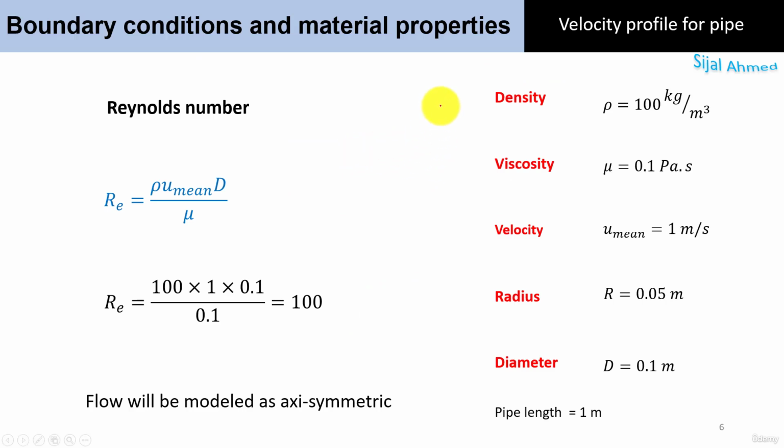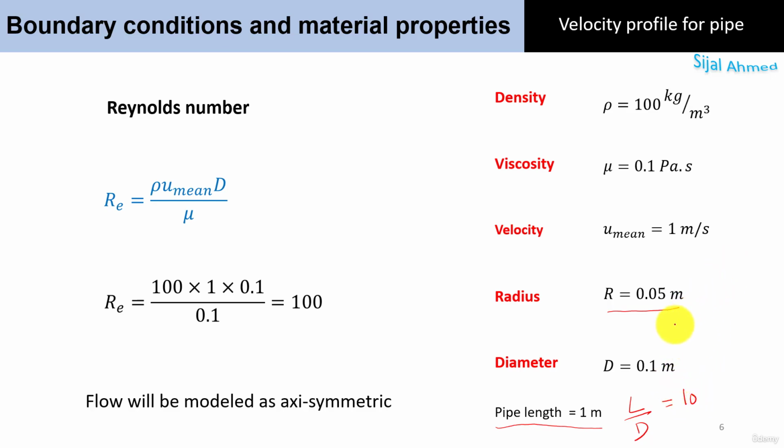boundary conditions and the material properties. The length of the pipe I'm fixing here for both cases at 1 meter, because the length does not matter here, as we are providing the fully developed flow, so that's why the length is kept very short. The radius is 0.05 and the diameter is 0.1. So the L by D is equal to 1 by 0.1, which is equal to 10, which is a very short length for these types of flows.